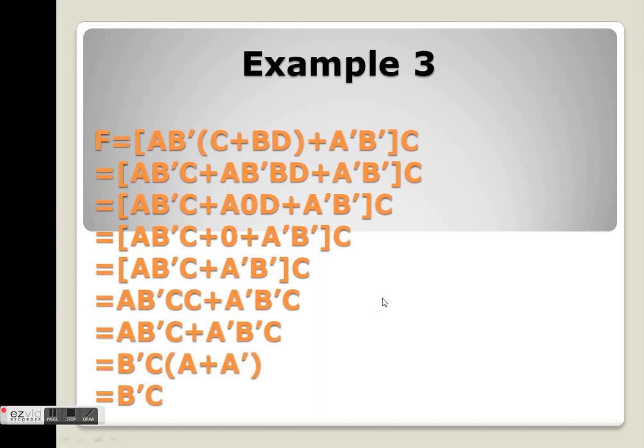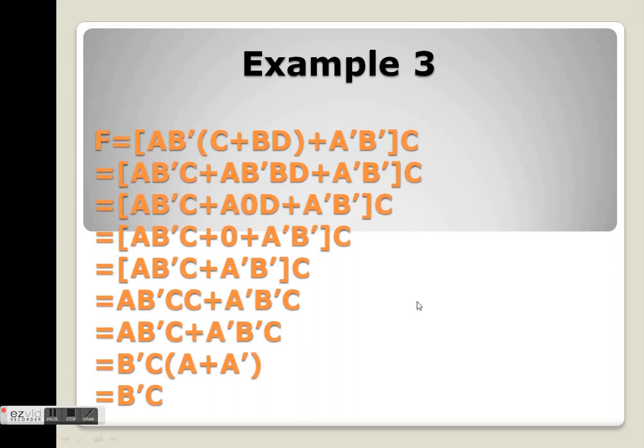We also know that if we apply AND operation on variables, if one of them is 0, then the result will be 0. So now the expression will become A B bar C plus 0 plus A bar B bar C. We also know that if we apply OR operation on variables and if one of them is 0, then the result will be the variables except 0. So now the result will become A B bar C plus A bar B bar C. Now in the next line we will distribute C on A B bar plus A bar B bar. The expression will become A B bar C C or A bar B bar C. Now we know that C and C is equal to C. So now the expression will become A B bar C plus A bar B bar C.